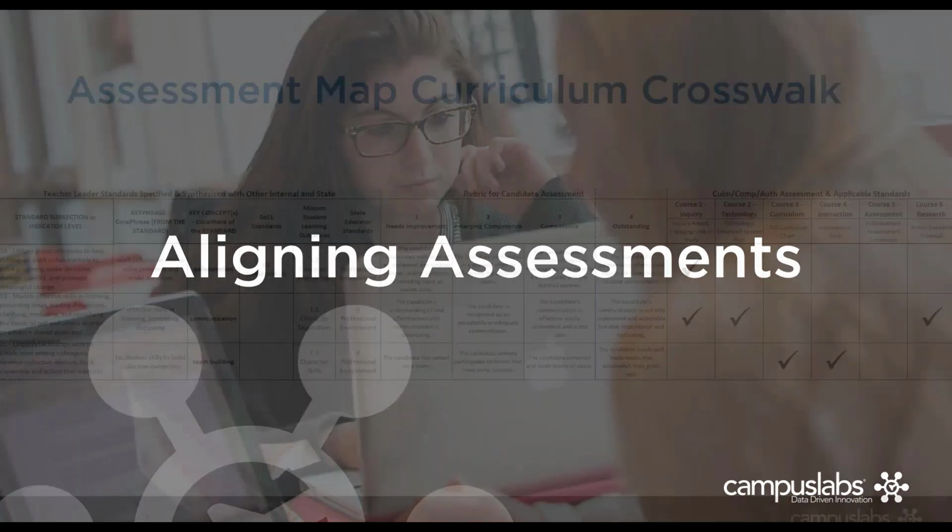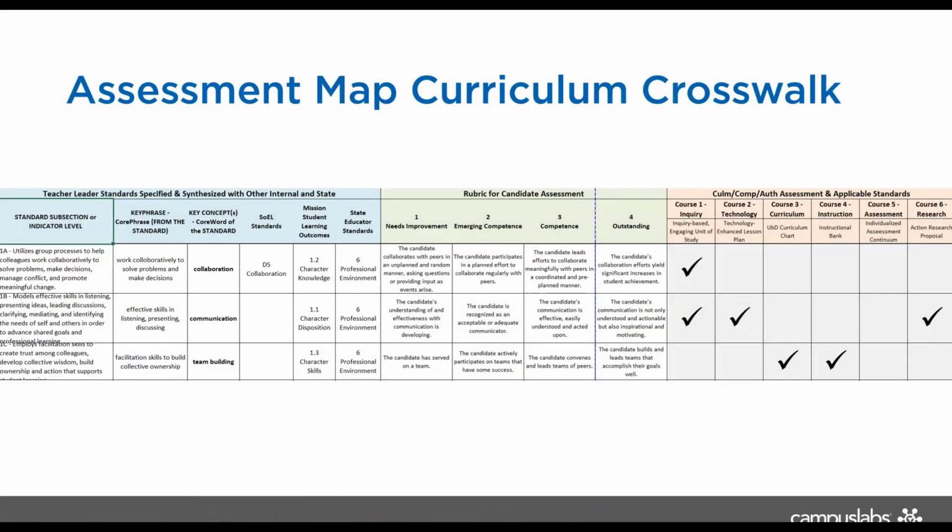So I want to take a look at a couple of examples of assessment map curriculum crosswalks. So this is one example. I'll give you a second to just read it over and digest it. So this is really thinking about aligning. We always think about aligning outcomes first. So we've already done that in this case.